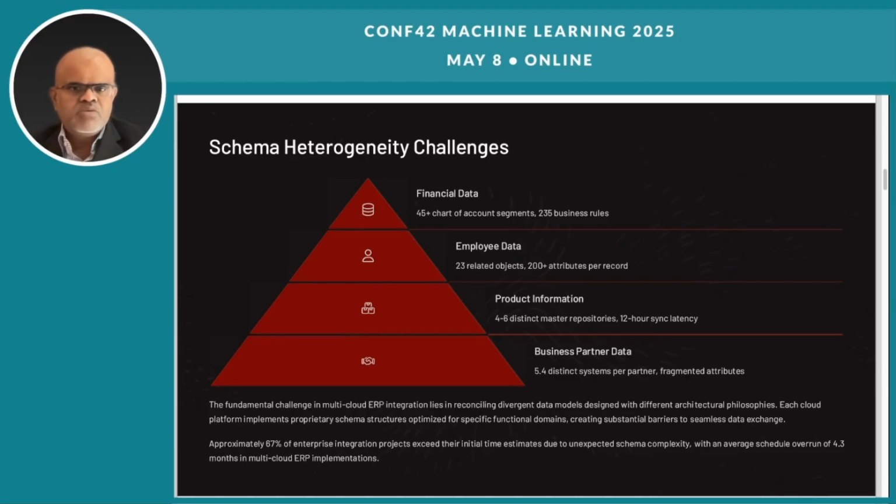The Blue Yonder system, which holds the product information, has a lot of master repositories, and syncing them with other cloud ERPs brings a lot of latency. The CRM, which holds the partner data, has a lot of fragmented attributes, which also brings complexity across the cloud ERPs. So this schema heterogeneity always provides some challenges which need to be solved.